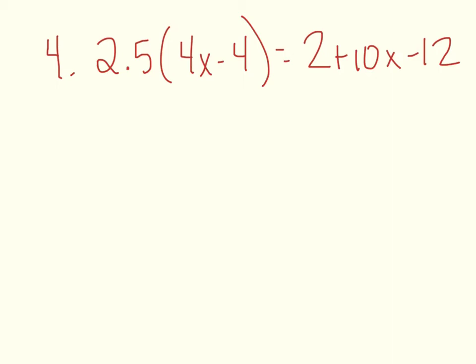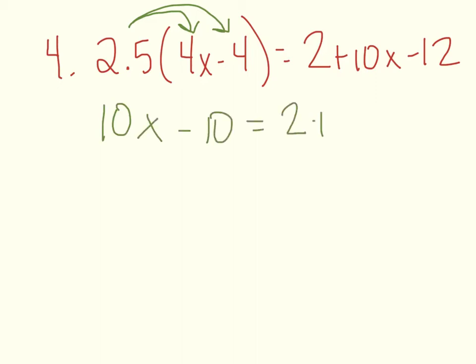All right, number 4. 2.5 times 4x minus 4 equals 2 plus 10x minus 12. Okay, so on this one we need to distribute that 2.5 times the 4x and times the negative 4. So you get 10x, remember use a calculator, minus 10 equals 2 plus 10x minus 12. Should have found my equal sign, I apologize.